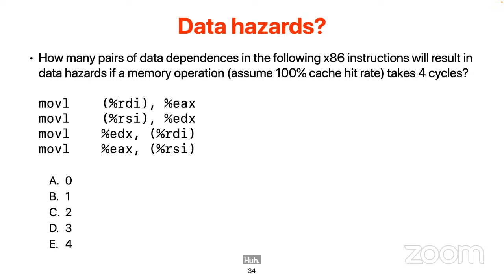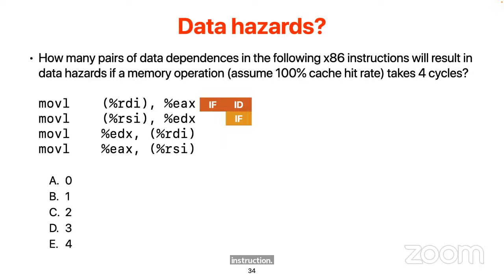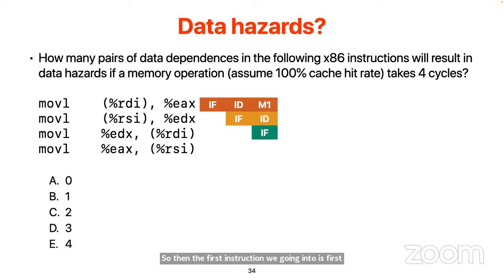Okay, including fetching, decoding. So it's pretty much like the first cycle, we fetch this instruction, right? And then the second cycle, we decode the first instruction and fetch the second instruction. So far we have no trouble with it, right? And then we say for memory operation, it takes 4 cycles, right? So then the first instruction will be going into its first memory operation, and the second instruction will be decoded, and the third instruction will be at its fetching stage, right? So far so good, right?